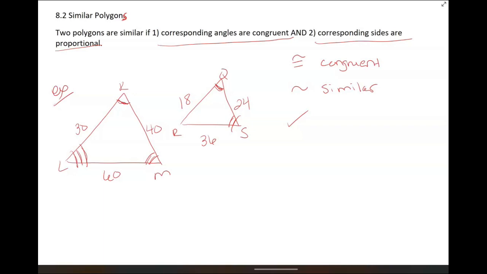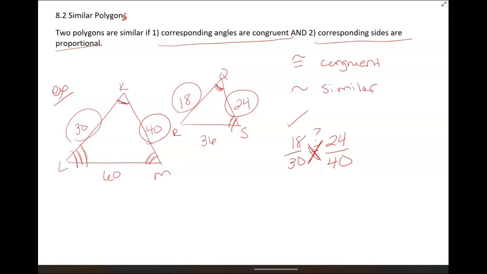It doesn't matter what sides you grab as long as they're corresponding, right? They hold the same position. So if I grab 18, its corresponding side in the other triangle would be 30. And we want to know, is that proportional too? And it doesn't matter, you can grab either of the other sides, but they have to be corresponding. 24 over 40. Now we're going to check cross products.